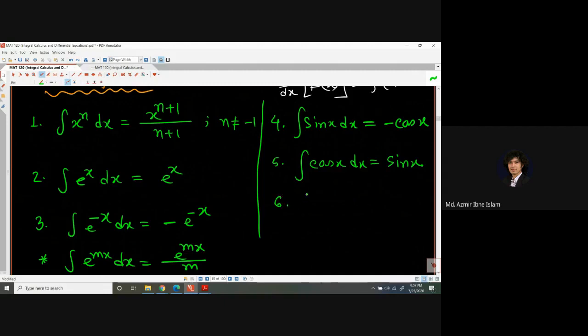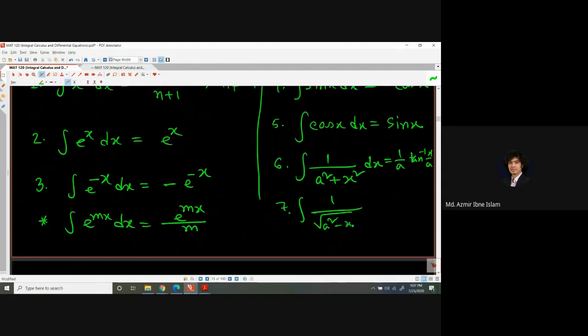Integration of 1 over a squared plus x squared dx, then we can write it is 1 over a tan inverse of x by a. Integration of 1 over square root of a squared negative x squared dx is equal to sine inverse x over a.